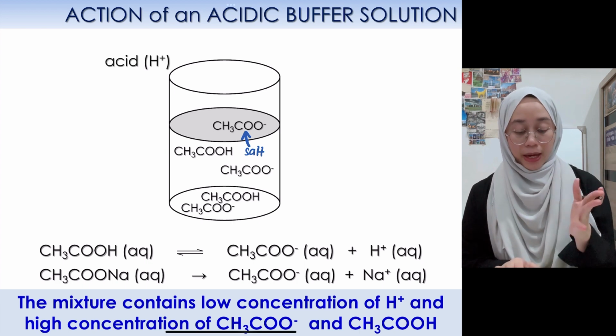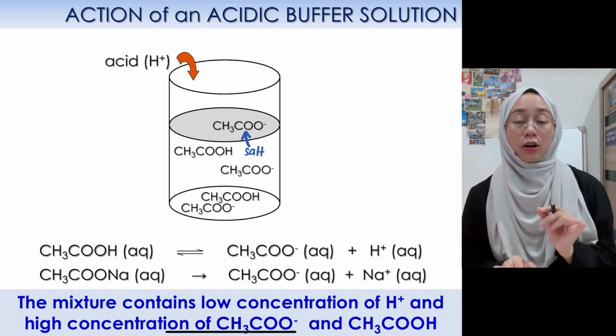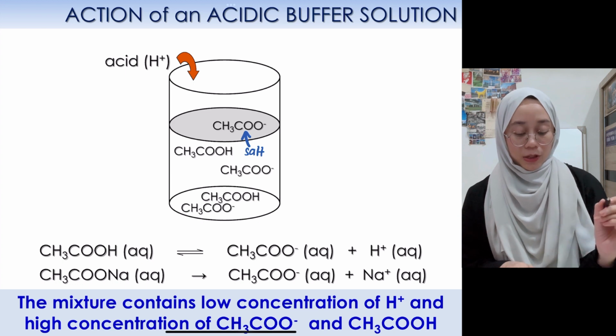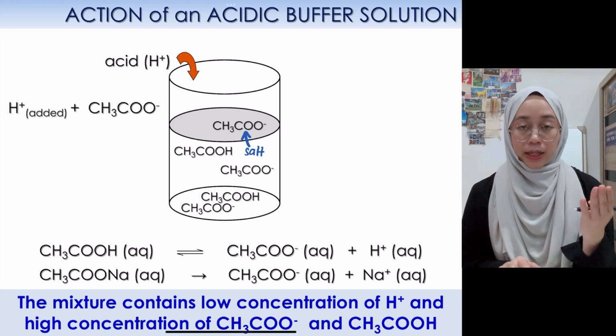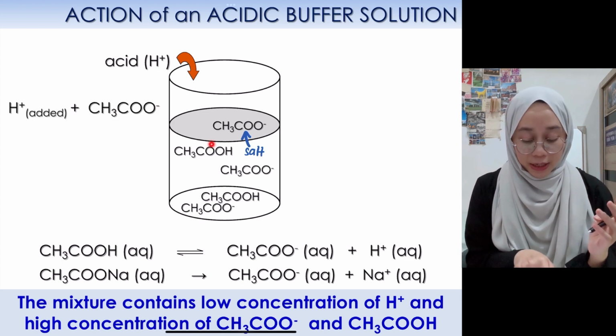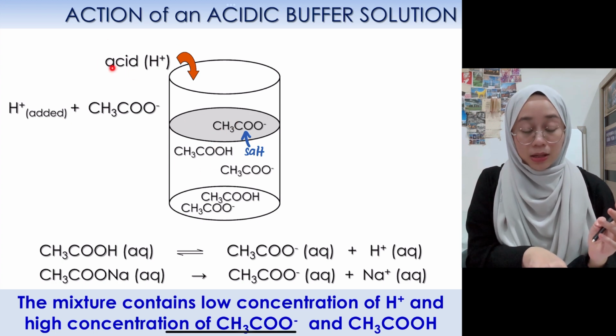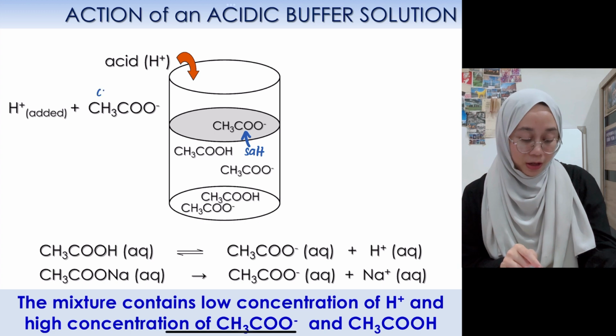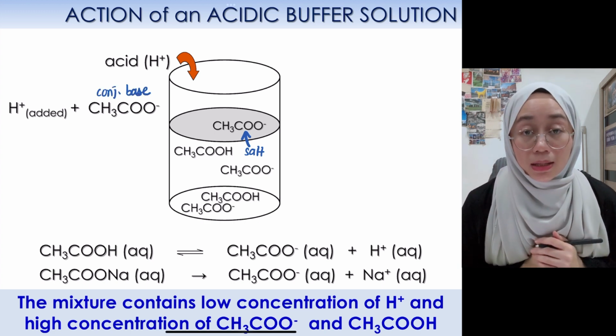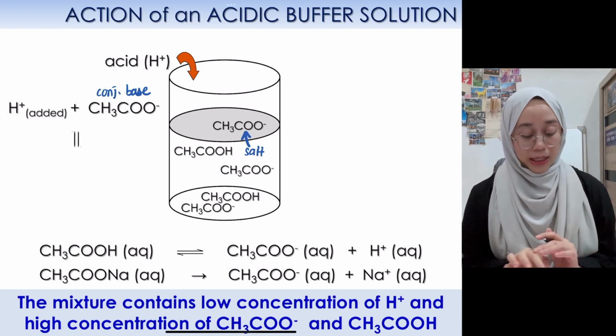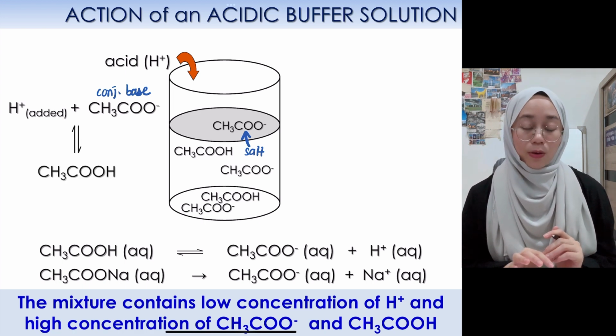Okay, jadi now if we add a small amount of strong acid class. Okay, so apa yang berlaku adalah acid yang kita tambah tu, of course dia nak react dengan siapa? Dia nak react dengan CH3COO- ke ataupun the weak acid. So since this is acid, of course dia akan react with the conjugate base. In this case, kita punya CH3COO- ataupun yang datang daripada salt. So akan terhasil lah kita punya CH3COOH.